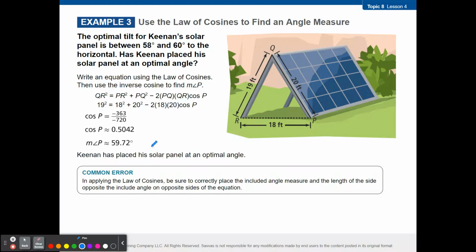All right, so let's talk about this. The optimal tilt for Keenan's solar panel is between 58 and 60 degrees to the horizontal. Has Keenan placed his solar panel at an optimal angle? It says write the equation using the law of cosines, then use the inverse cosine to find the measure of angle P. The measure of angle P is right here, guys.